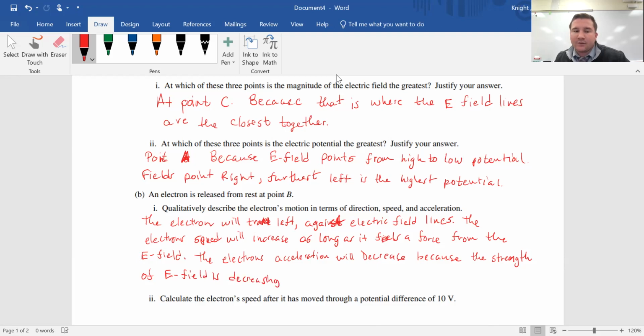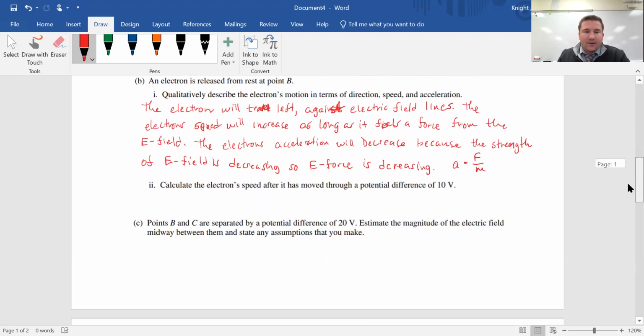And therefore the electric force is decreasing as well. So motion to the left, it'll speed up as long as it's in that field because it's going to feel an electric force. But the acceleration is going to get smaller because the strength of the electric field is decreasing, right? And acceleration is force over mass. So if the field is decreasing and the force is decreasing, then the acceleration is also decreasing because the mass of the electron is probably not changing.